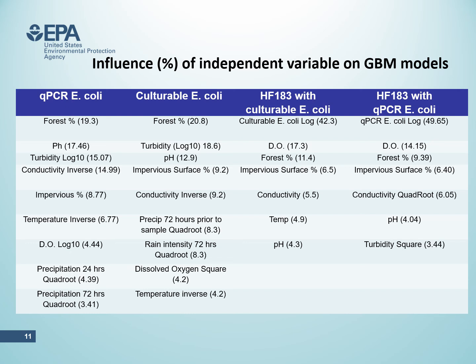In the case of the HF183, the human marker, the culturable E. coli had about 42% influence on the model, while the qPCR had almost 50% influence on the model, meaning that there's a high correlation between the E. coli and the human marker, and potentially indicating that the sources of the E. coli in the system are actually from human sources. The other variable that was important for the HF183 was the dissolved oxygen, followed again by the percent of forest coverage.